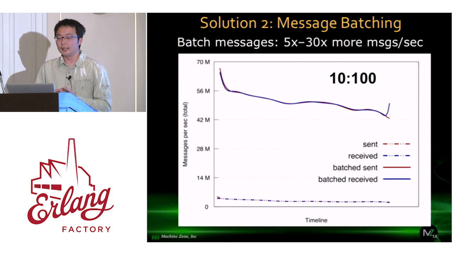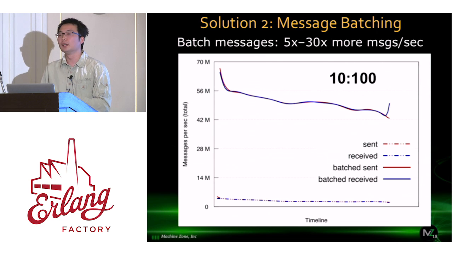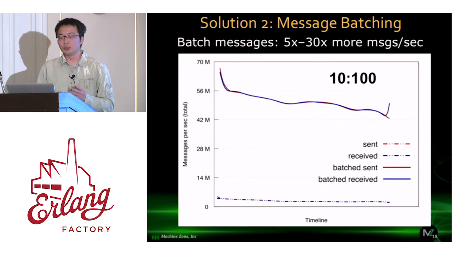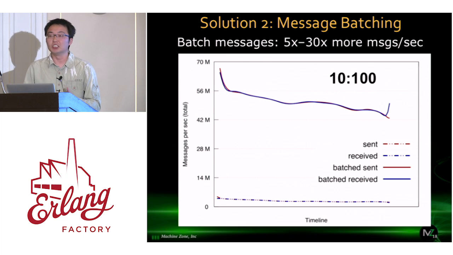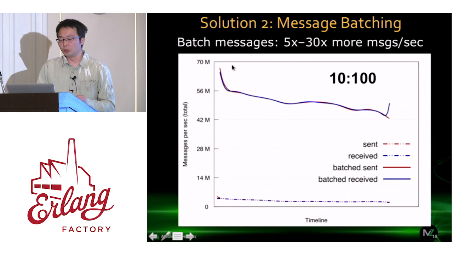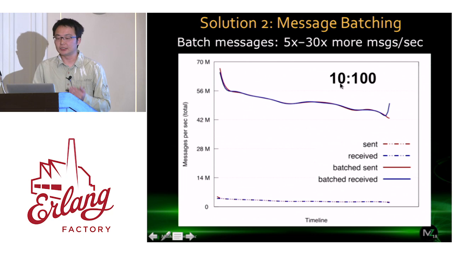And the second one is message batching. Suppose we are trying to send 1,000 messages from process A to process B. Instead of invoking send and receive 1,000 times, each with one message, can we invoke send and receive only 10 times, and each time send a batch of 100 messages? So we repeat the experiment we did with 10 senders and 100 receivers.